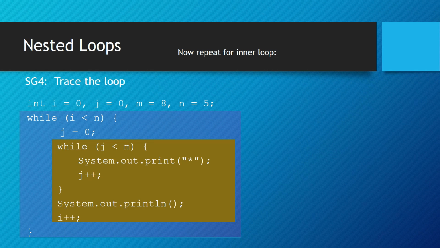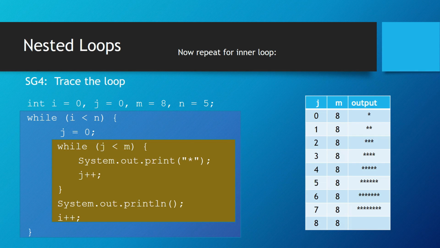Now, looking at only the inner loop, we trace the loop. j begins at 0 and will increment by 1 until it reaches the value 8. As j increments, another asterisk is printed onto the output. At the end, we will have 8 asterisks.